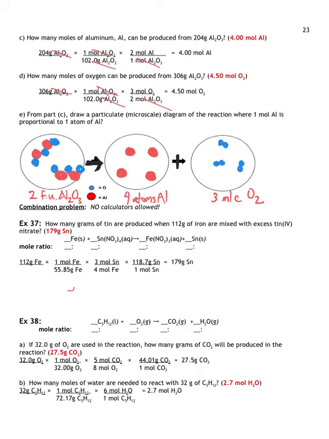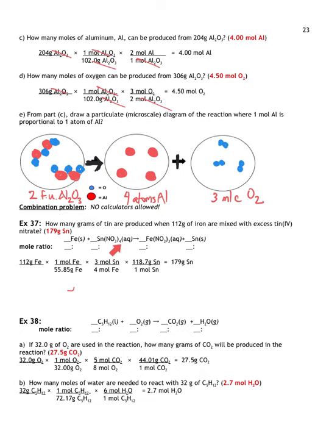Let's look at combination problems. Example 37. In example 37, class, what you want to do is make sure you balance this equation, starting off with the iron. It looks balanced between the reactants and products. This tin also looks balanced. The nitrate ion doesn't. There's 4 here, and then there's 3 here.